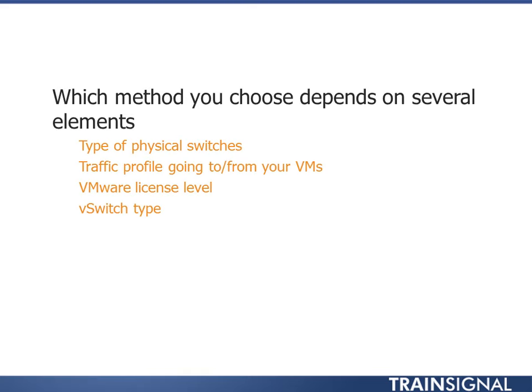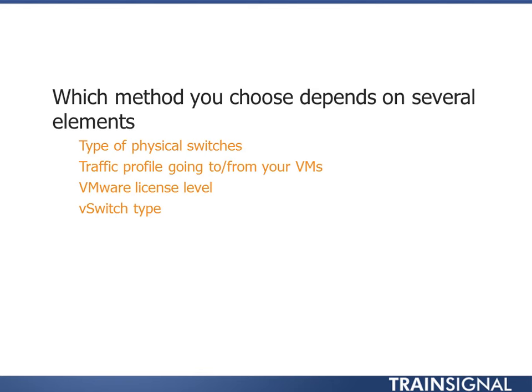So which method you choose depends on several elements. What kind of physical switches do you have and what are their capabilities? What kind of traffic is going to and from your VMs? Is it a bunch of clients to a server VM? Is it a lot of one-to-one communication? What is it? What's your VMware license level? Like all great things, you don't get everything in all licenses. All the greatest stuff is in Enterprise Plus.